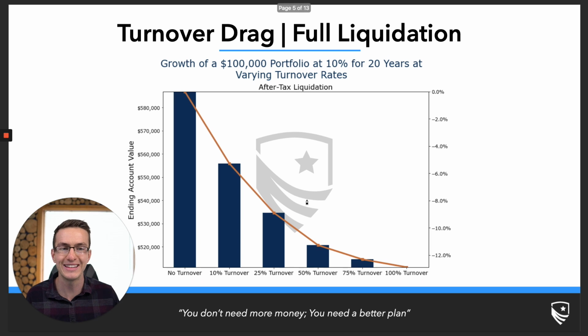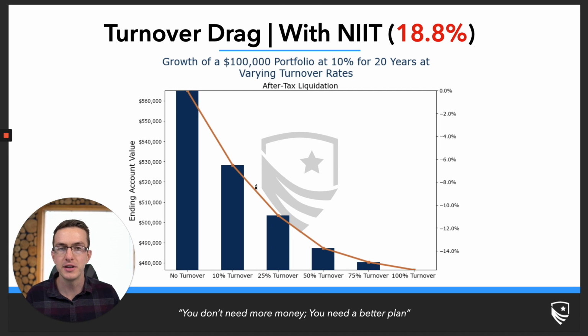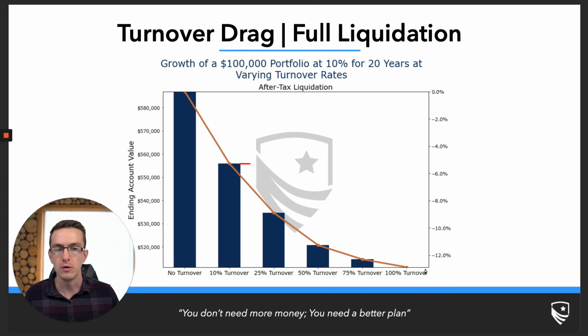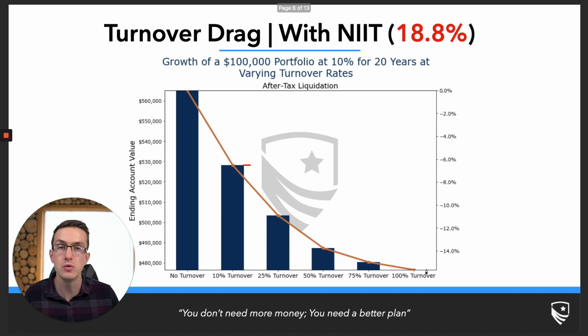So looking at 10% turnover, it essentially costs you about 5 to 6% in overall wealth within this account. Looking at 10% turnover at a higher long-term capital gains rate, we see it costs you over 6%, right around that 6 to 7% range. And 100% turnover previously cost you around 12 to 13%. Now it's costing you over 14%. So the higher the long-term capital gains rate that you pay, the bigger the impact that turnover drag has on your situation.